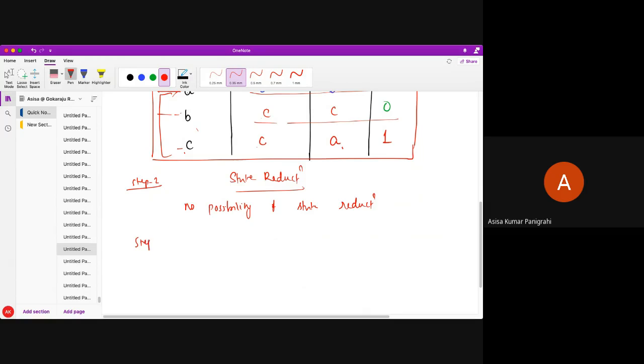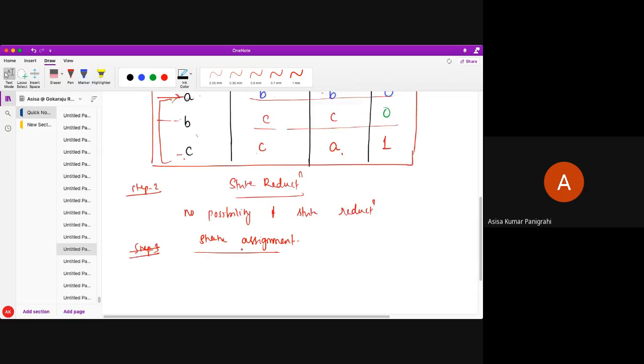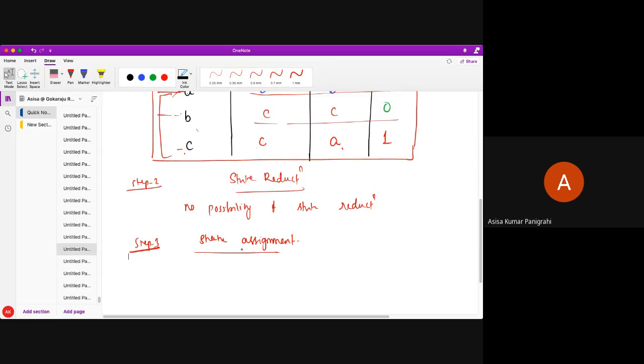Those who asked me doubts, did you understand now? Yes, sir. Okay. What is step 3? Step 3 is state assignment. So what is state assignment? State assignment is nothing else but assigning binary values to the states.